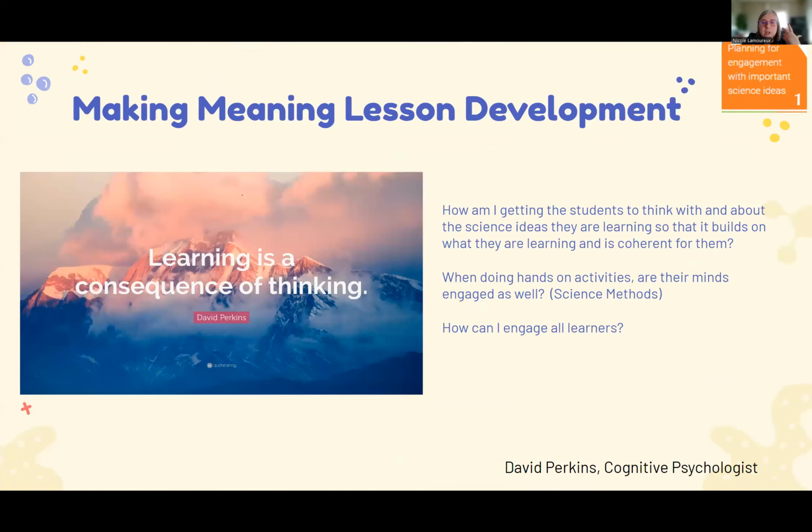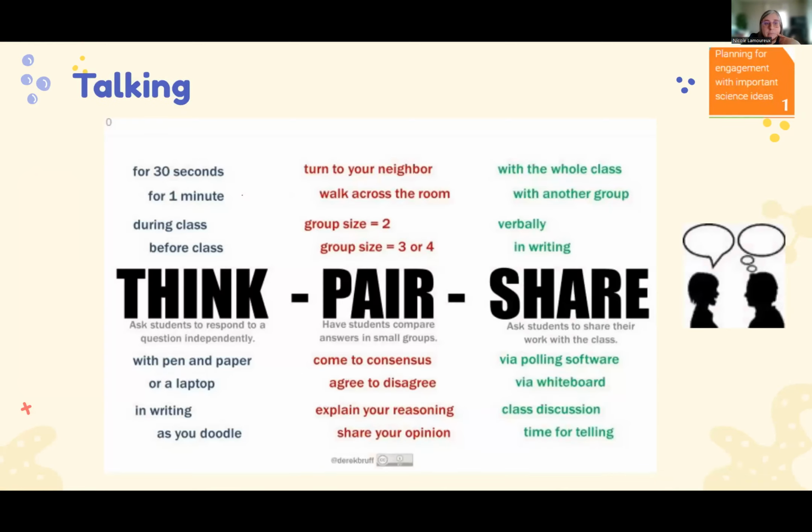So I start developing the lesson. I think about how I am getting students to think with and about the science ideas they're learning so that it builds on what they're learning from lesson to lesson in a coherent form for them. When students are using hands-on activities, are their minds engaged as well? And that's where the science methods will come in. And how am I engaging all learners? Because learning is a consequence of thinking, from cognitive psychology. So if our students are thinking, they're learning.